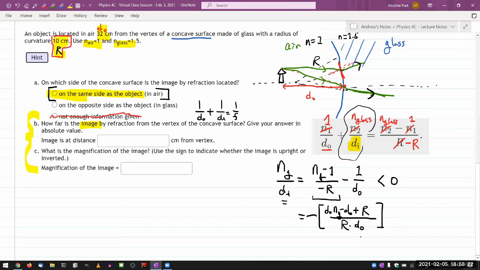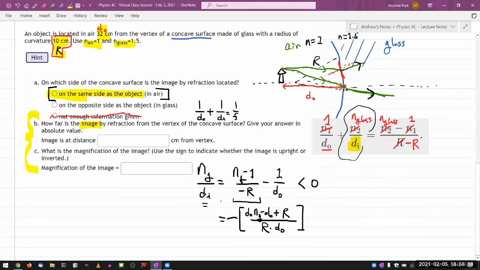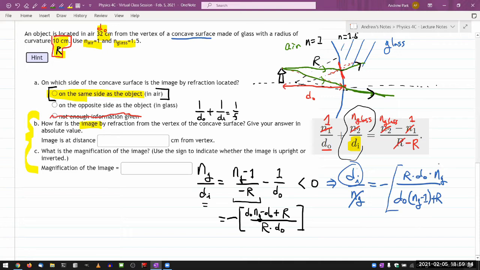Okay, that's the combined fraction. That's enough for me to take the reciprocal, which will give me DI over N glass is equal to minus R times DO over DO, let me write it this way, N glass minus 1 plus R. So multiply both sides by N glass. That cancels out on this side, and I have times N glass here. So the rest is just plugging in the numbers. That will give you DI, and all these combinations here are positive.